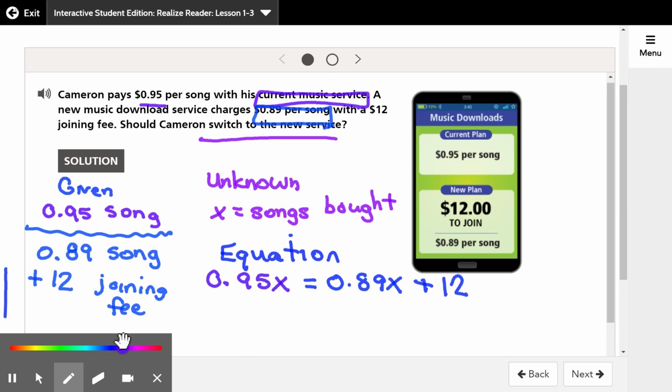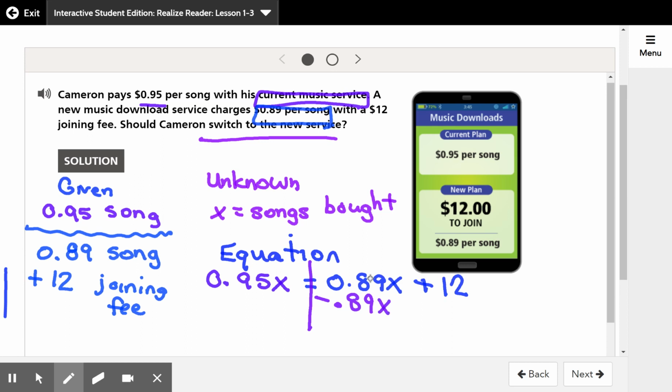And now we just solve it. I recommend putting the variable on the left. 0.89 is the same thing as 89 cents, 0.89. You don't have to write that 0 if it's in front of the decimal like that. So then just subtract it. Be careful. So this 0 does not matter, but this one right here, it's a placement, it does matter. So that's saying 6 cents.